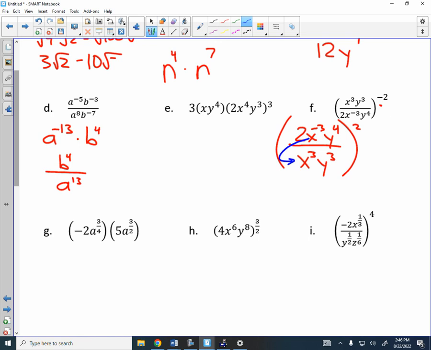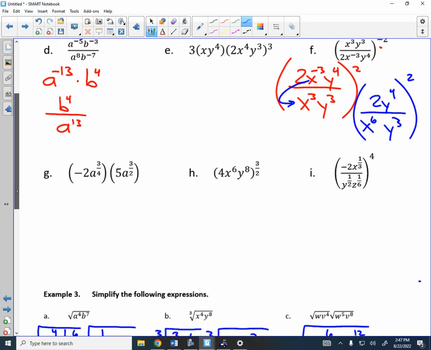So it'll be an x to the 3rd times x to the 3rd, which is x to the 6th. We all okay with that? So I'm going to have a 2y to the 4th on top, and on the bottom I'll have an x to the 6th, y to the 3rd, and that's all being squared. So the mistake that you make on the test is you forget to write the squared down again. You know what I mean? Or you forget a negative or something like that. So try to keep it straight.